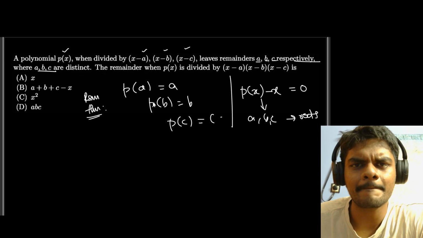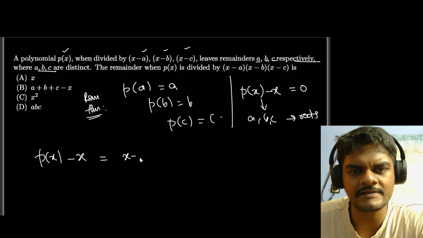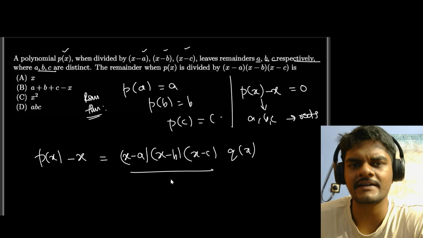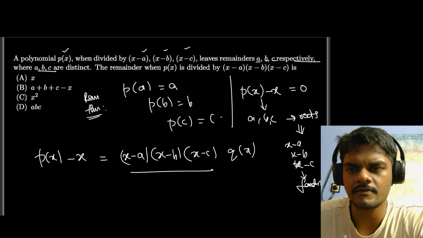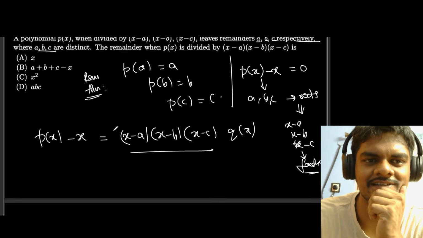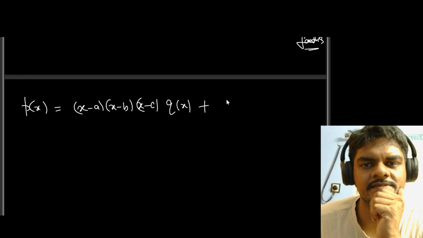So can I say that p of x minus x can be x minus a into x minus b into x minus c into some q of x? Right? Because these 3 are roots, so these 3 will be factors. Now this is factor theorem, which implies x minus a, x minus b, x minus c will be factors. So remainder theorem and factor theorem are both utilized in one single question. So can you see that p of x is x minus a, x minus b, x minus c q of x plus x.